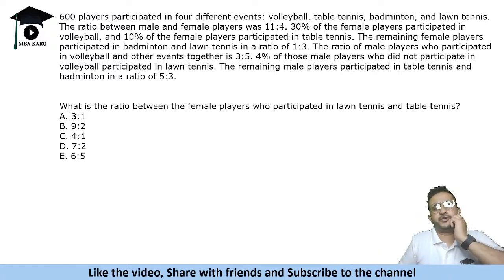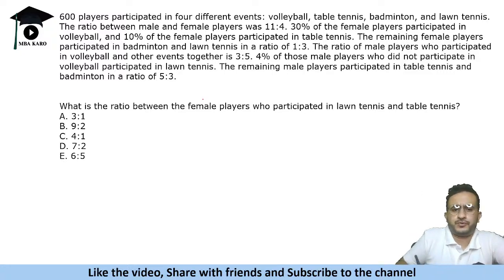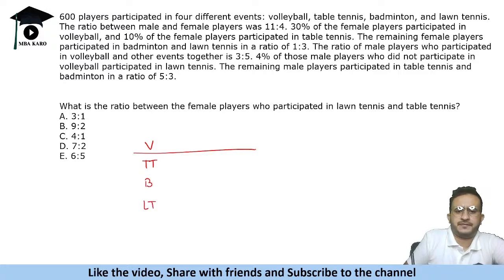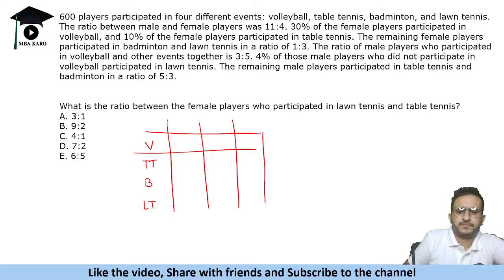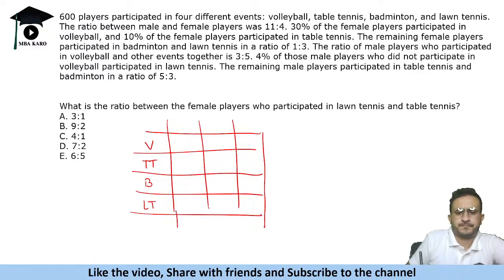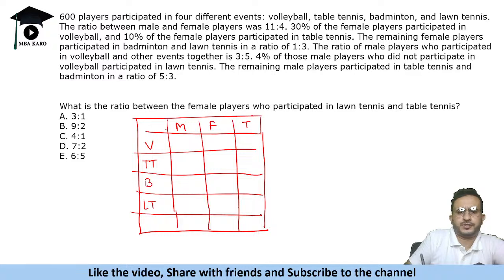So in this, we will draw a table. There are four sports: volleyball, table tennis, badminton, and lawn tennis. And we have male, female, and total people in these sports, right? So there are 600 people that is given to us.